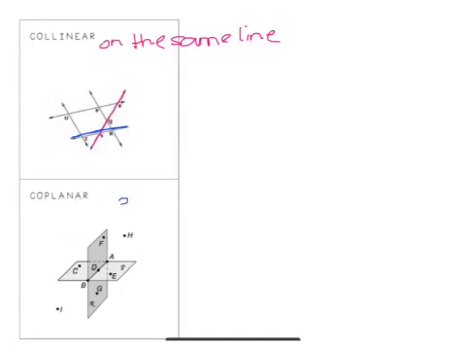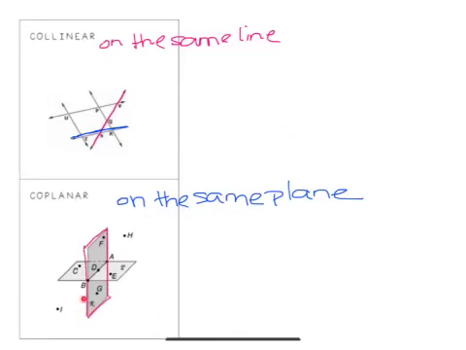Coplanar, obviously, then means on the same plane. Now this is a little bit more difficult to see because this is supposed to be three-dimensional, but obviously on paper it's two-dimensional. But we can see this plane, plane R, and the points that are on it. So on plane R, we have points G, B, D, F, and A. So those are all coplanar with each other.